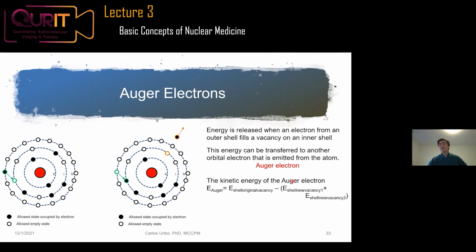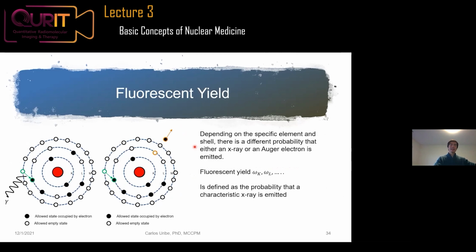And the kinetic energy of the Auger electron has to do with the binding energies from the different shells. So it will be the binding energy of the shell of the original vacancy, in this case, for example, the K shell that was vacant at the beginning, minus the energy of the new vacancy, which is now in the M shell, minus the energy of the other new vacancy, now in the L shell, because that was the electron that left. So that's two processes again: we have either characteristic X-rays or an Auger electron.